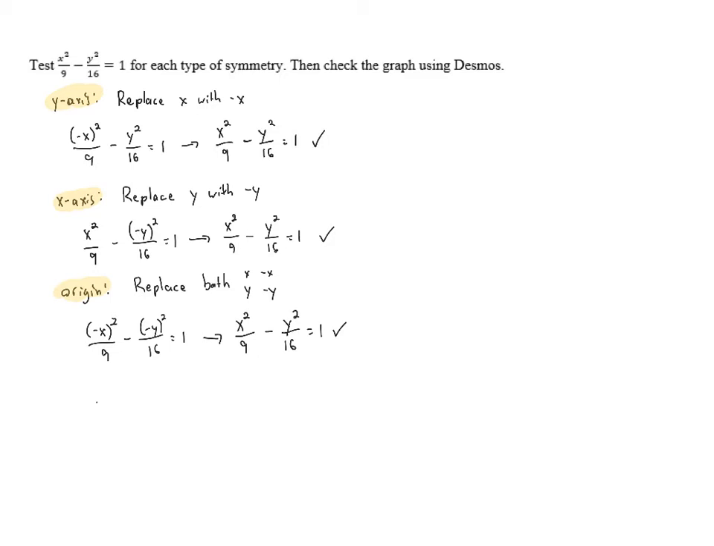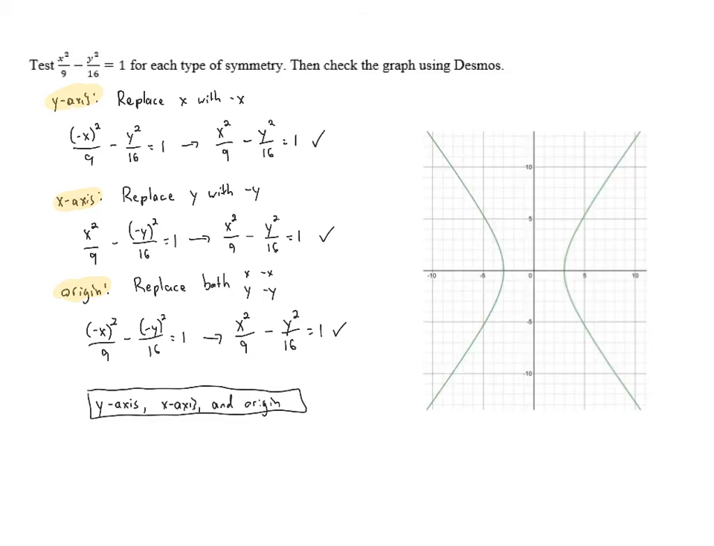And so in this case, we have symmetry with respect to the y-axis, the x-axis, and the origin. All three types of symmetry are exhibited here. Let's take a look at what the graph looks like so that we can explore this visually. This is the graph of x squared over 9 minus y squared over 16 equals 1. The shape is called a hyperbola, and we will spend a few lessons looking at hyperbolas towards the end of the semester. But for right now, let's just look at the symmetry.